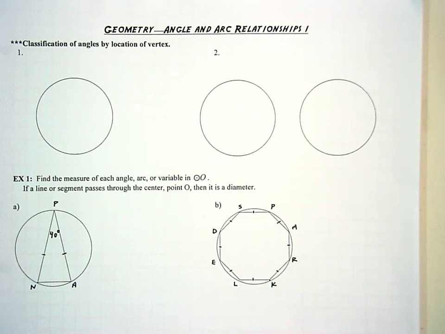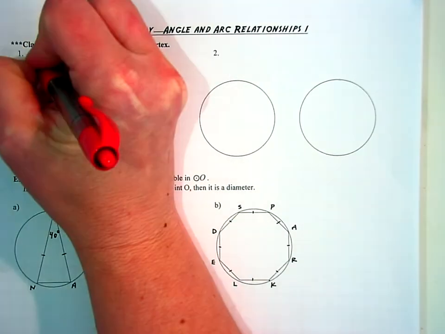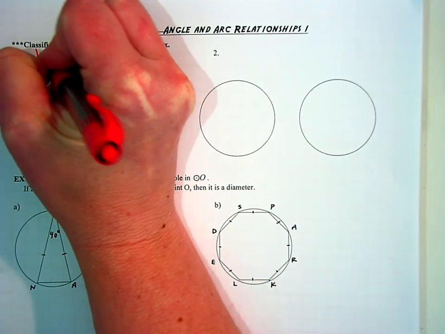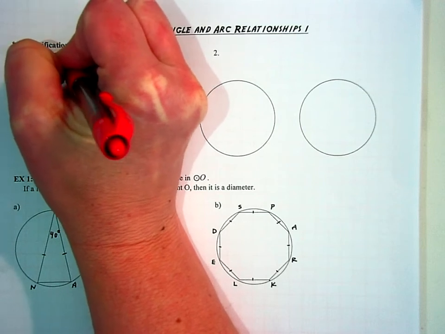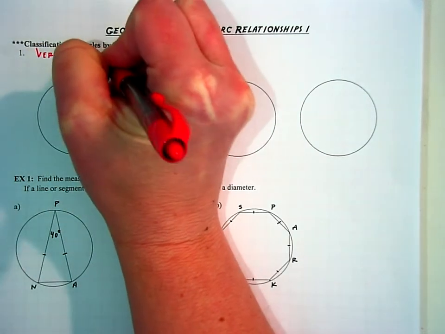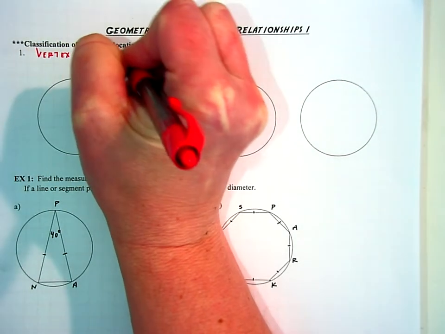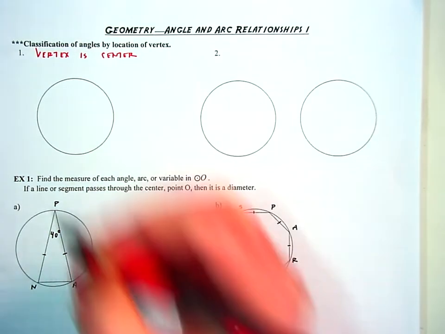So when we classify the angle and arc relationship, what we're really paying attention to is the location of the center. So in my first two on this side, I'm really refreshing us of two angle relationships that we already know about. So the first type is when the vertex is the center of the circle. So here, vertex is the center. So in this instance, we often call that a central angle.